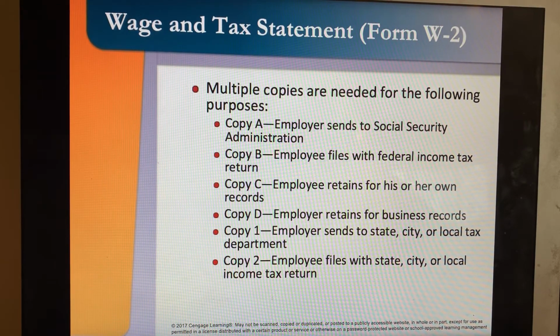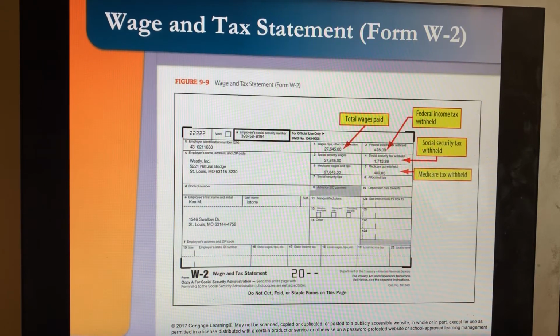Copy 1, employer sends to state, city, or local tax department. Copy 1, employee files with state, city, or local income tax returns. So these are where you take your W-2s and you give them to H&R Block, your tax preparer, things like that, okay? So here's what one looks like. Total wages in box 1, federal income tax withheld box 2, Social Security tax withheld box 4, and Medicare tax in box 6.